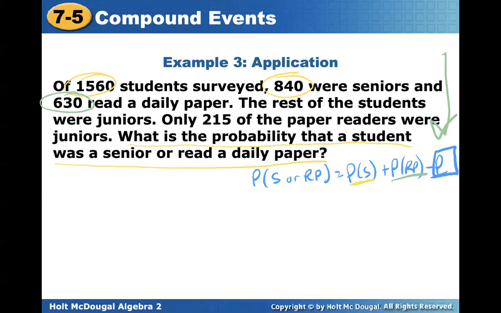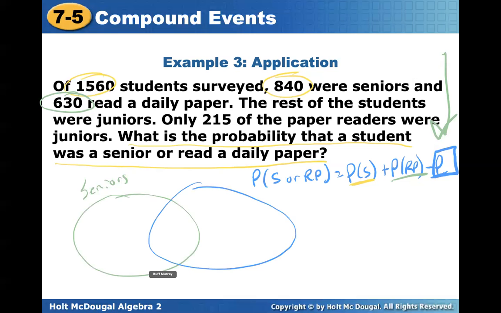So I think the best way to do that would be with a Venn diagram. So here's my Venn diagram. This is seniors. And this is going to be those that read the paper. Okay.